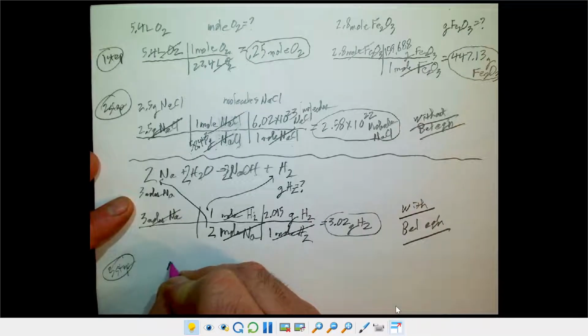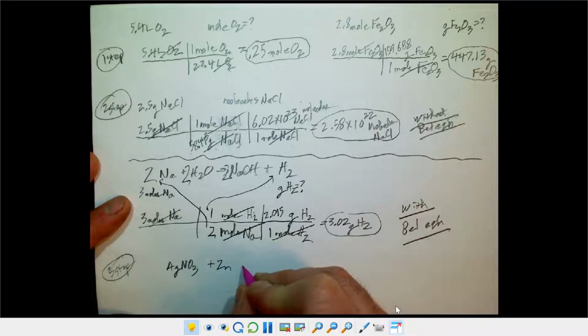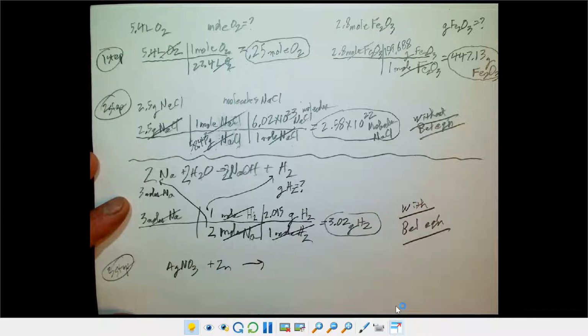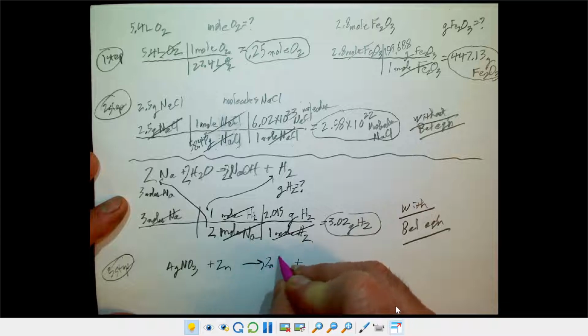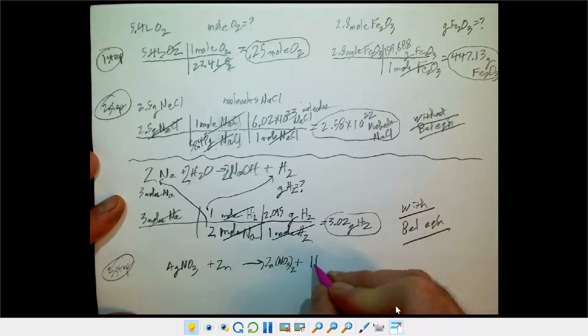So let's say they have AgNO3. And you're going to react that, let's say, with zinc metal. And there will be a reaction. This is a single replacement reaction. Compound and element makes another compound and element. This one's going to be Zn(NO3)2. And then we have H2 left over.